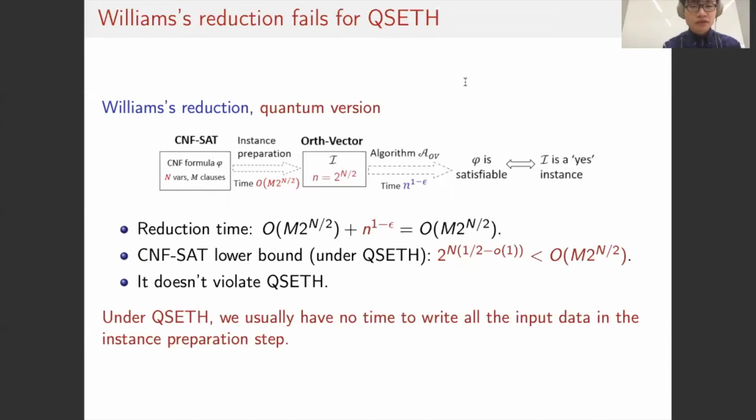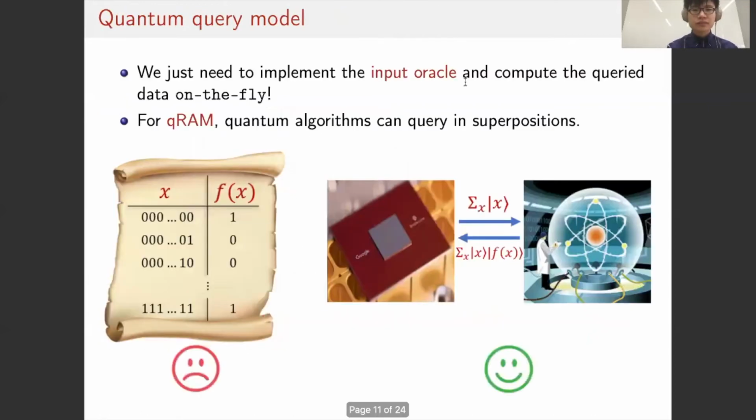It is because we usually have no time to write all the input data in the instance preparation step. Fortunately, one of the quantum advantages is the quantum query model. For the instance preparation, we can consider the input data as a function. Instead of writing the whole truth table of the function like the classical reduction, we can just implement an input oracle for this function. And when the algorithm needs some data, the input oracle can just compute this data on the fly.